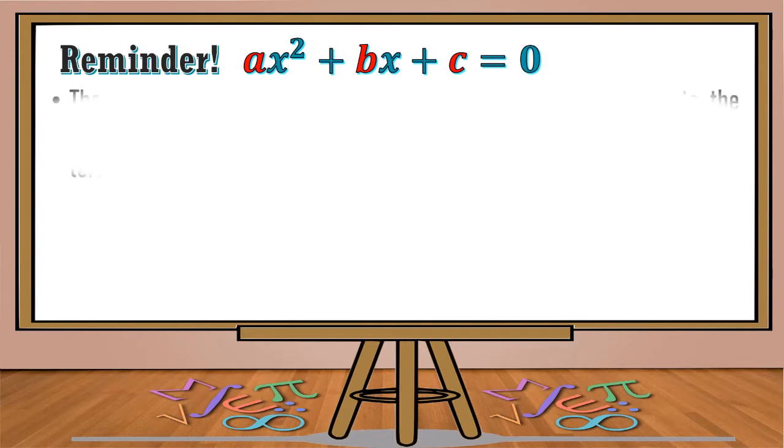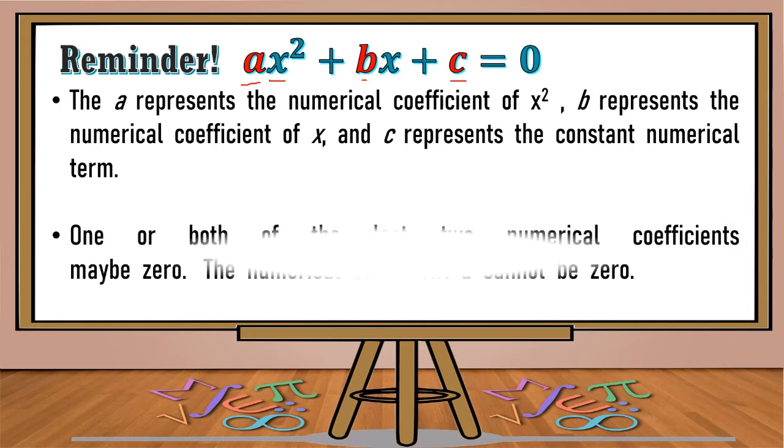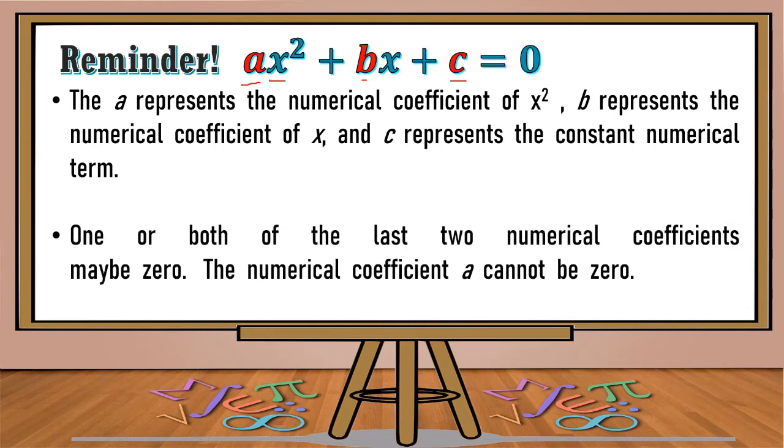Now, take note that a represents the numerical coefficient of x squared and b represents the numerical coefficient of x and c represents the constant numerical term. One or both of the last two numerical coefficients may be 0, but the numerical coefficient of a cannot be 0. So meaning b and c can be equal to 0, but not the value of a.